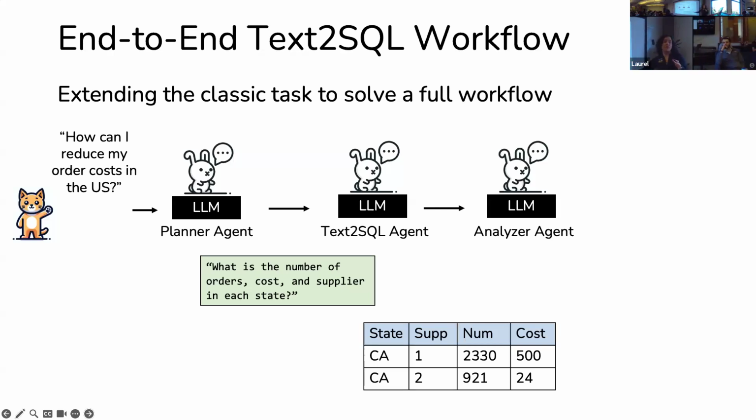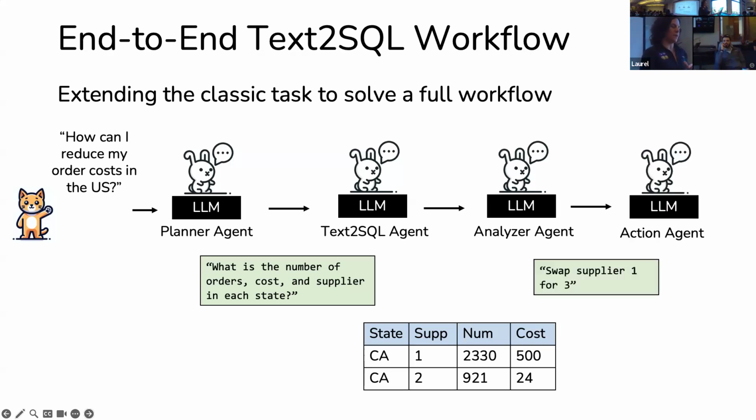Ideally, there's going to have to be some analyzer agent that understands what the table is saying, like, hey, this cost is a lot higher than this other cost, so maybe I want to do something with the suppliers. Again, this is very hand-wavy and a pipe dream at the moment, but I'll get to how you can potentially make it happen. Then it's going to call out, let's say, to an action agent that says maybe you want to swap supplier 1 for supplier 3 to reduce the cost. To be clear, this is the pipe dream. This does not actually exist in the world today.